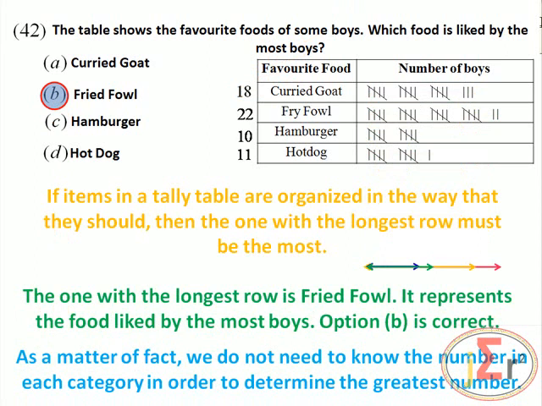As a matter of fact, we do not need to know the number in each category in order to determine the greatest number. So we do not need to know these numbers in order to know the one with the greatest number. The one with the greatest number is the one with the longest row.